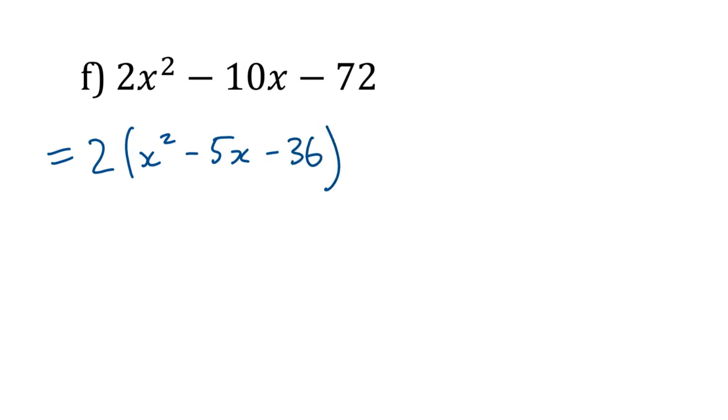Now what do we have? Now we have a simple trinomial. So two numbers that multiply to 36, and because it's negative, they have opposite signs, so they have a difference of 5. You still need the 2 in your final answer. It doesn't go away. What are the numbers?